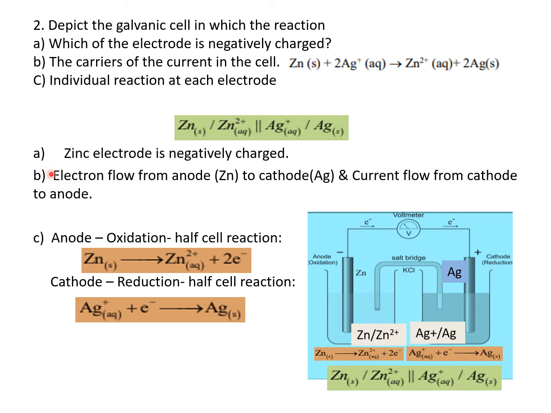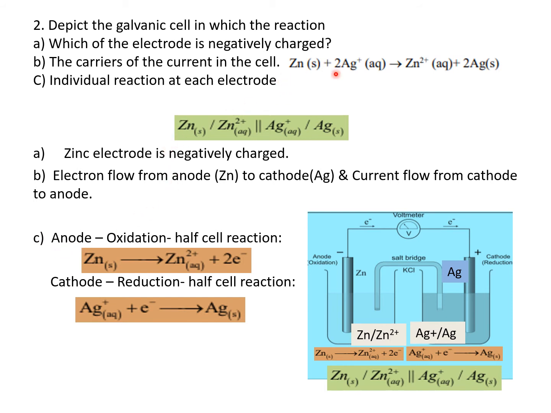So that's why the first answer is that zinc is negatively charged. Second, which is the current carrier? The current flows from cathode to anode. Which is the cathode? Silver. So silver to zinc. And then the third one is the individual half cell reactions.